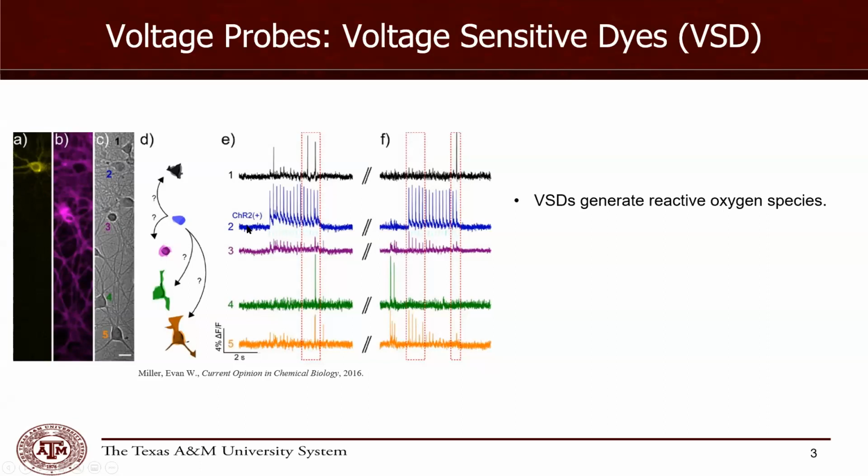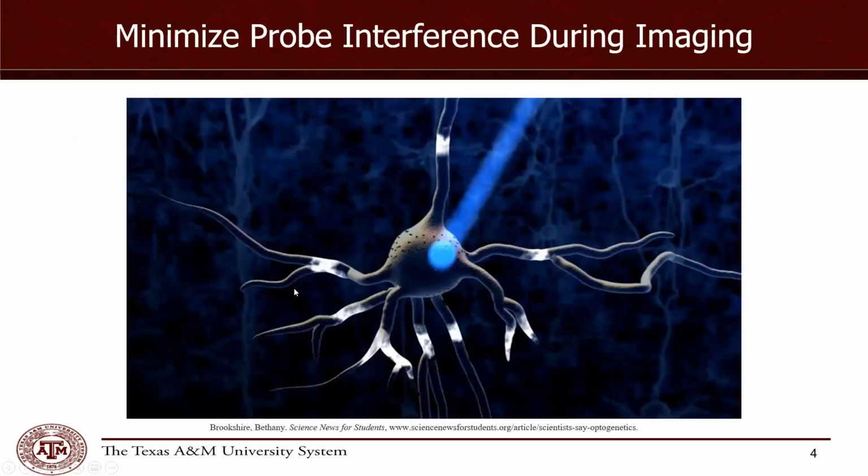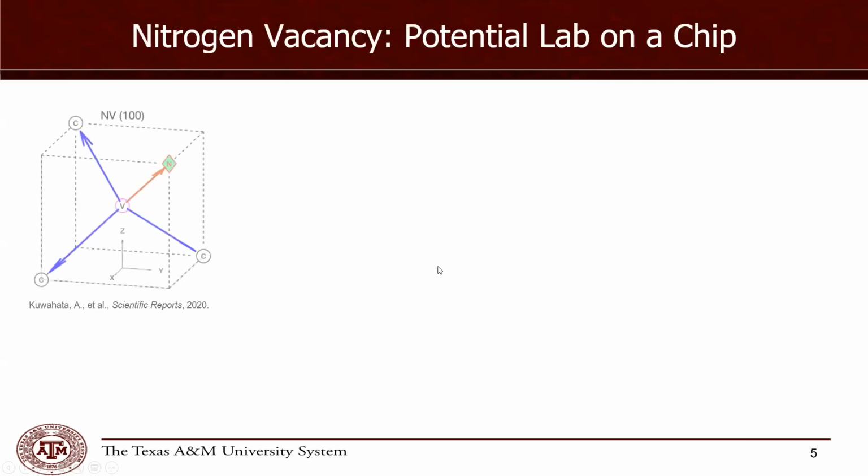But these come with the limitation that they generate reactive oxygen species, they alter the membrane potential, they disrupt conduction velocities within the cell. So by having these molecules attached to the cells, we're fundamentally changing the system that we want to understand. And the idea is, well, how do we minimize probe interference while still getting something on par with a full resolution image?